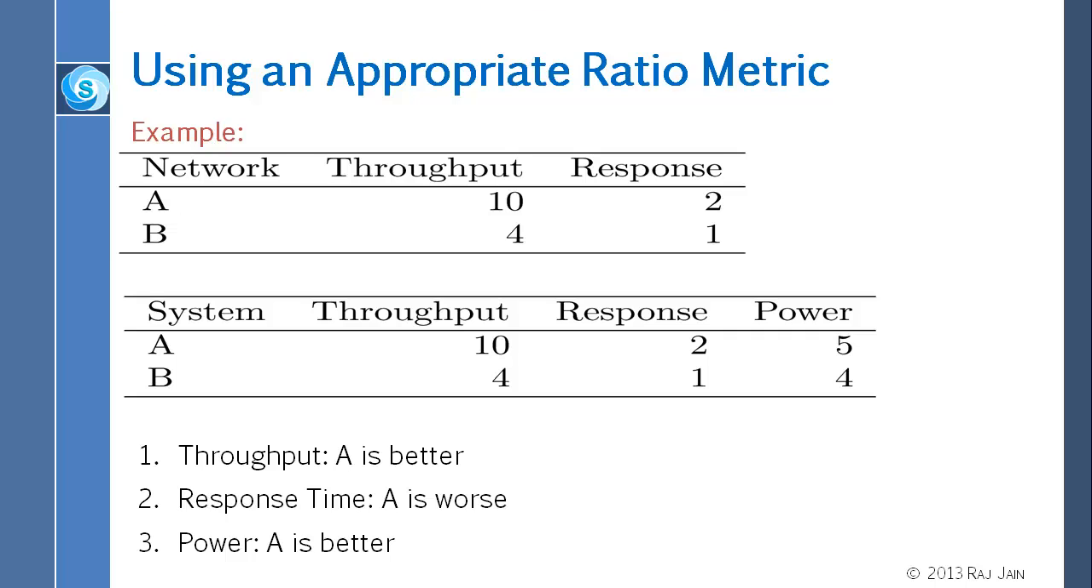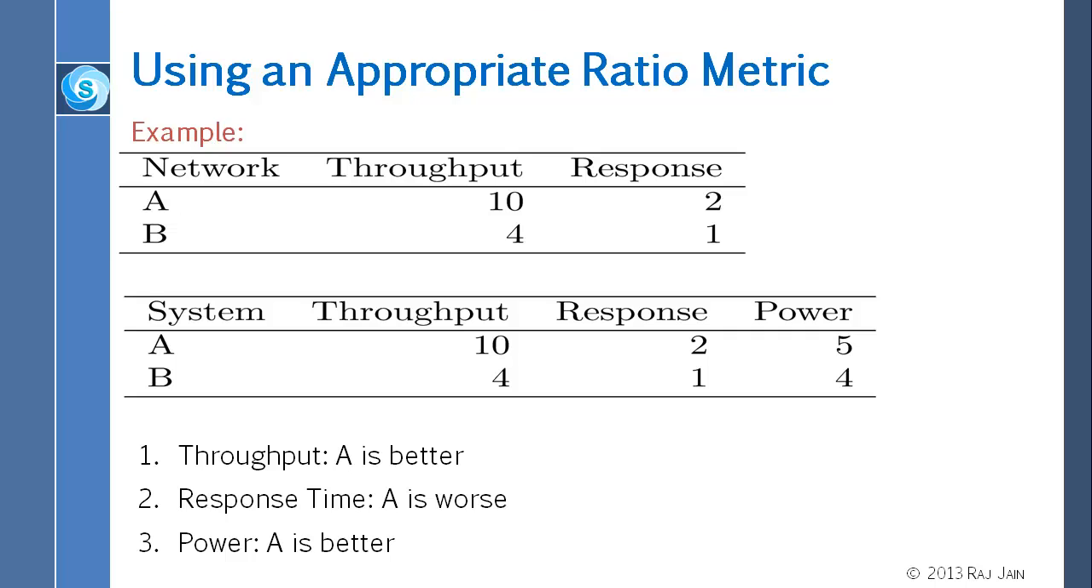For example, throughput and response time. Network A has a throughput of 10 and response time of 2. Network B has a throughput of 4, response time of 1. But somebody may not even present you this throughput and response time. They may just present you power. And they could say that system A has a power of 5 and B has a power of 4.